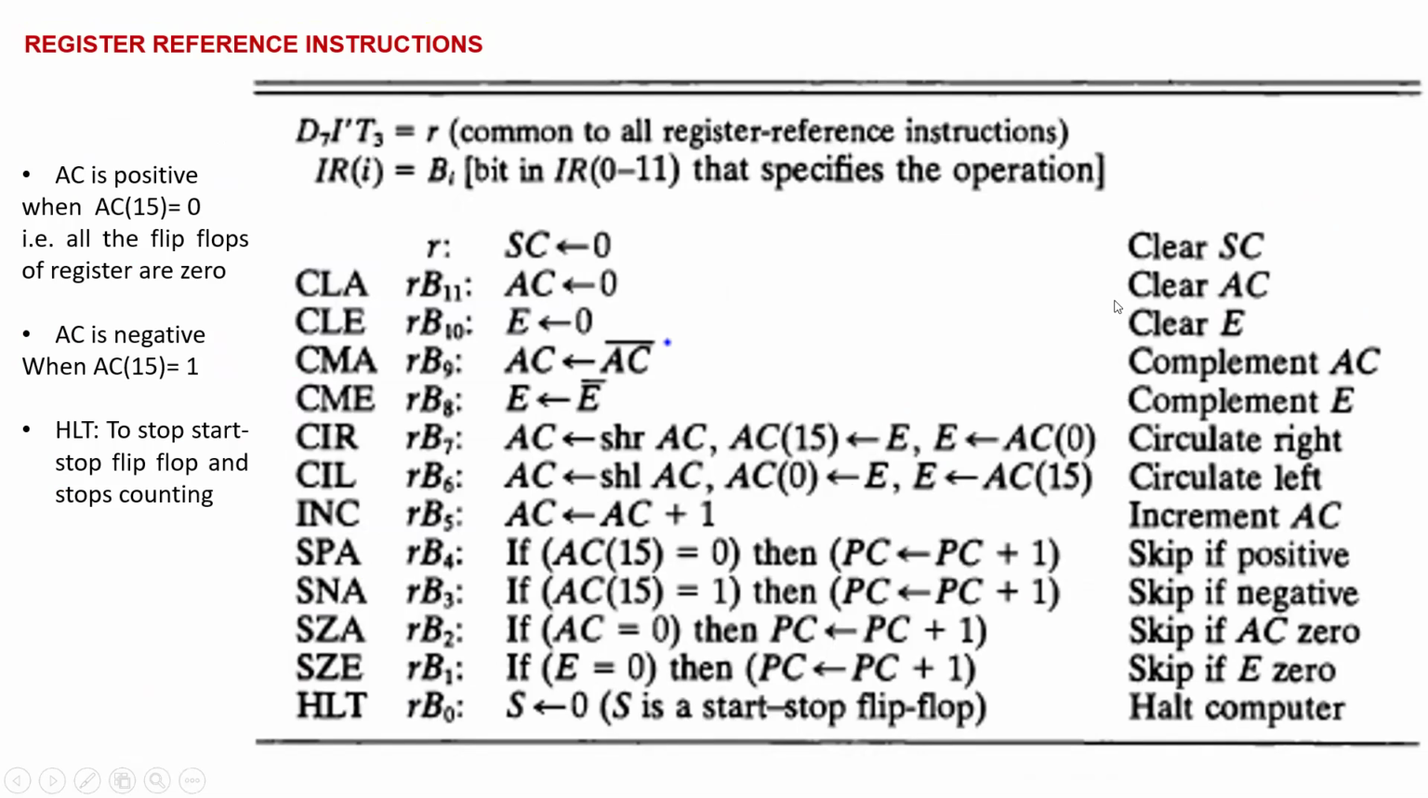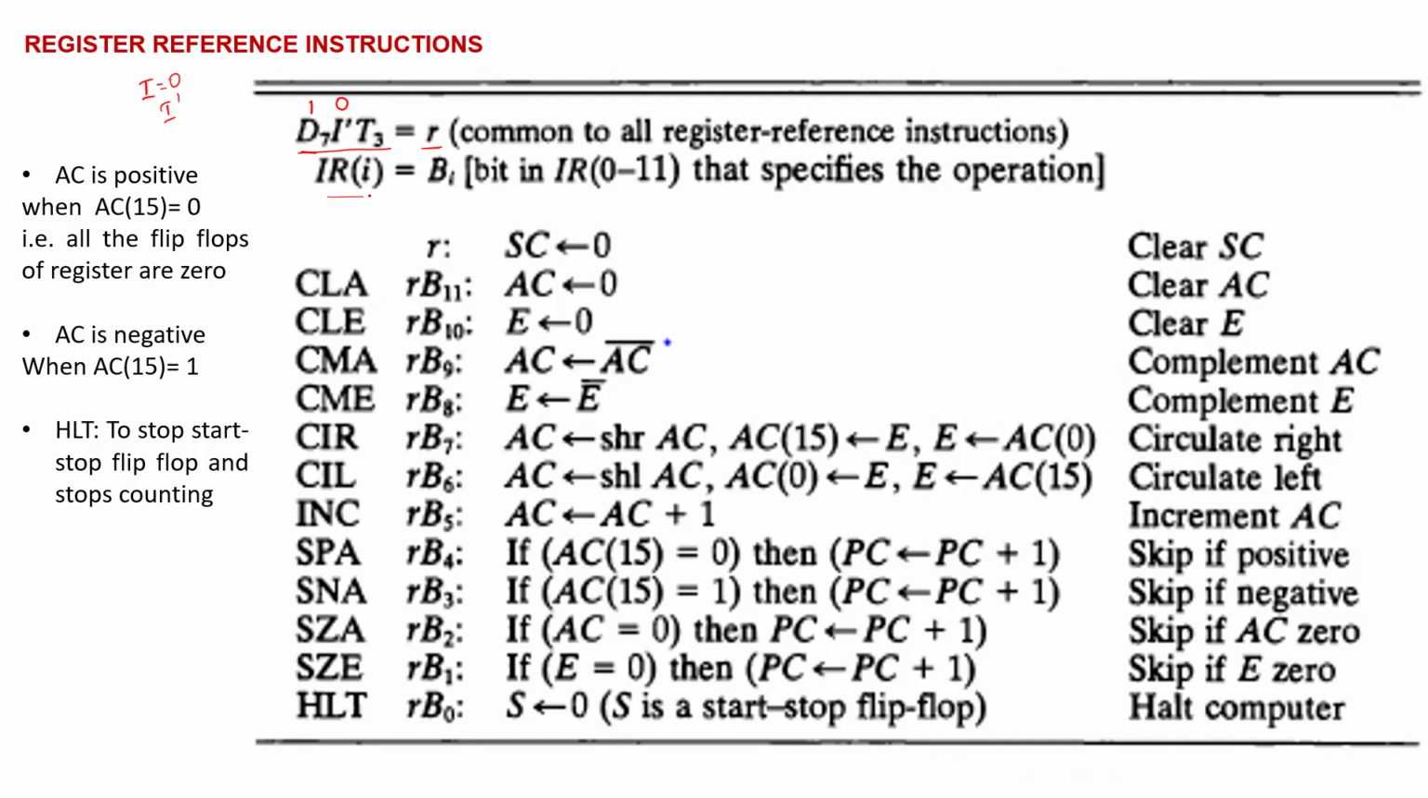So now we have the register reference instruction. In case of register reference instruction, what we have seen earlier is that D7 must be 1 and I should be 0. So that is written here as I dash. This combination shows that D7 is 1, I dash shows that it is 0, and T3 is the clock cycle. So that is available here. Finally, this is common to all register reference instructions and is denoted by R.